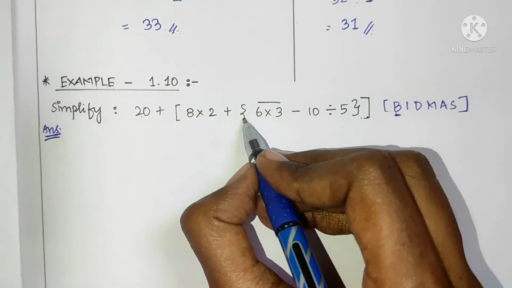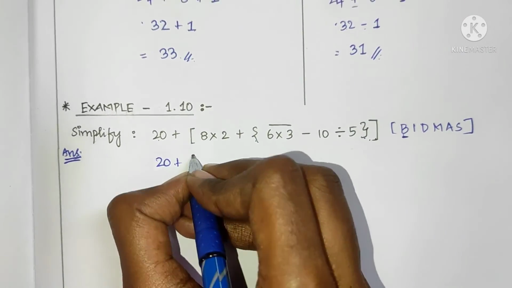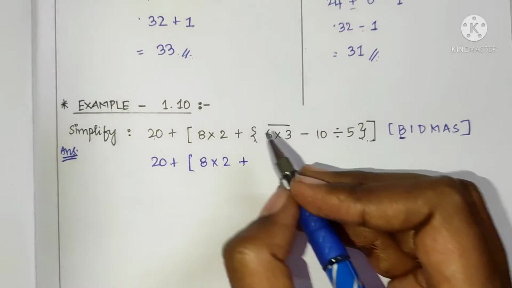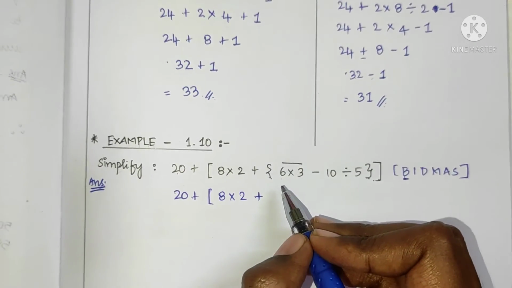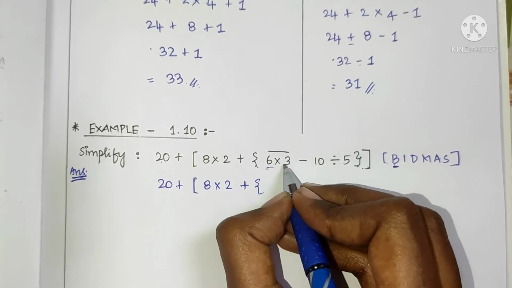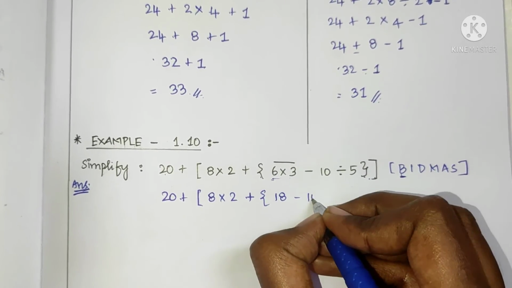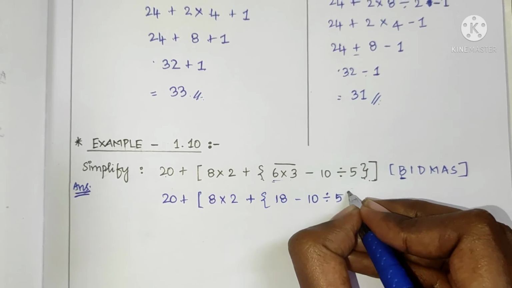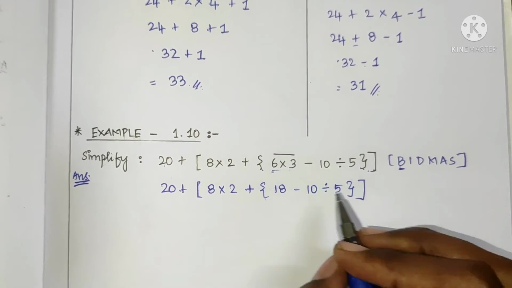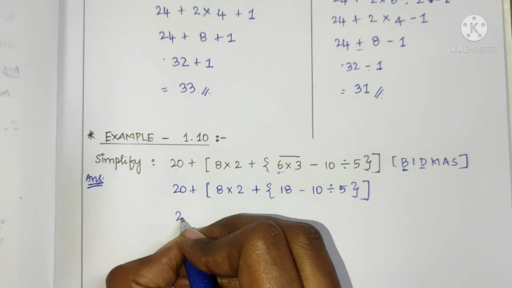Now inside the curly braces, first we are going to solve 6 × 3, that is 18. So 20 + [8 × 2 + {18 − 10 ÷ 5}]. Again we are going to solve the curly braces first. Now we are going to perform the division operation.